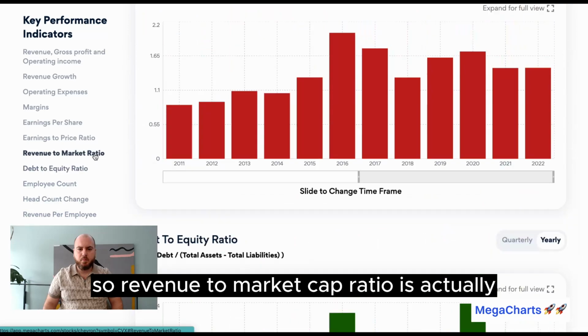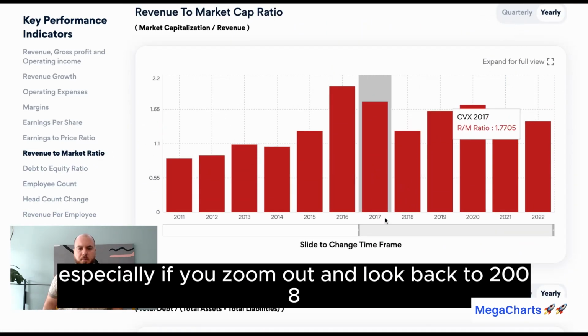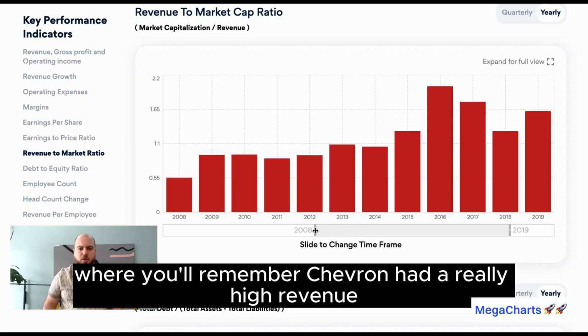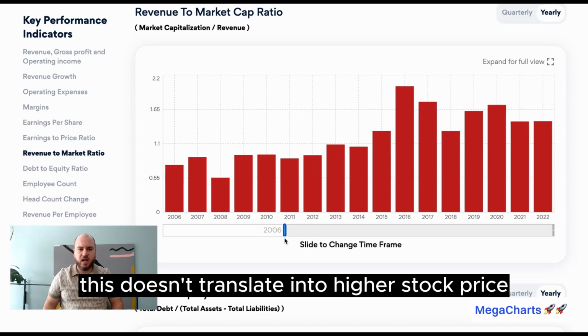Finally, I'm going to take a look at revenue to market cap ratio. So revenue to market cap ratio is actually up from historical lows, especially if you zoom out and look back to 2008, where you'll remember Chevron had a really high revenue, but evidently this doesn't translate into higher stock price.